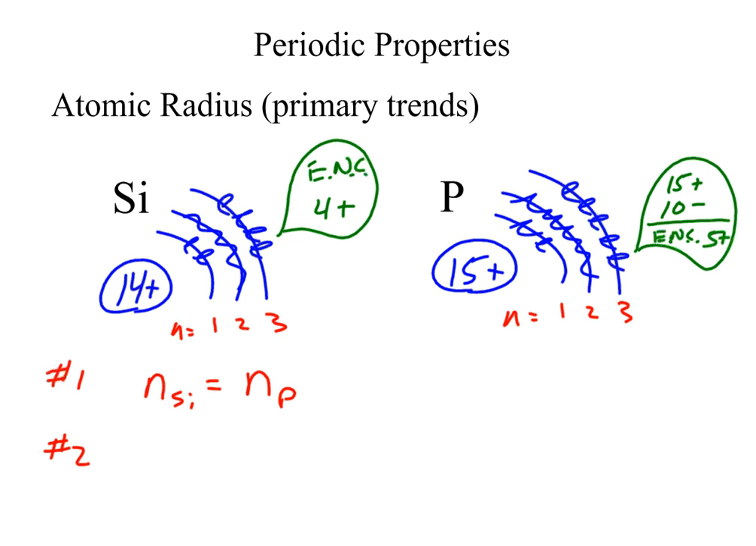So reason number 2, we've got that the effective nuclear charge for silicon is less than the effective nuclear charge for the phosphorus. What this is going to do is that those valence electrons in the phosphorus are all going to be pulled in a little bit closer. So they're in the same principal energy level, but because there's a greater effective nuclear charge, those electrons are going to be pulled in a little bit closer.